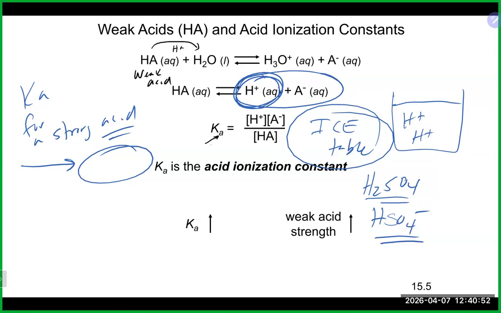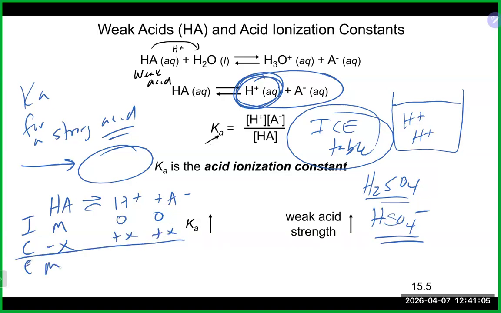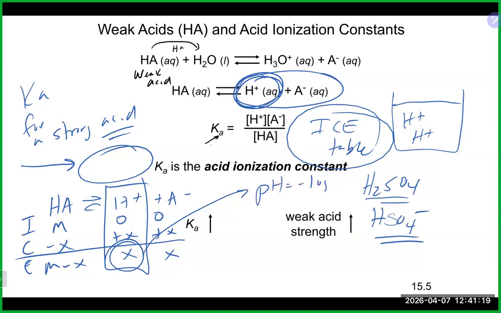Like if we did an ice table on this guy breaking down into H plus and A minus, and we had initial concentration 0, 0, minus X, plus X, plus X, initial concentration minus X, and X. As you can see, in most cases your X is going to be your H plus concentration for a weak acid. And at that point, all you have to do is go into your pH equation and you'll be good to go. So it's a little extra step you have to do because it is a weak acid.